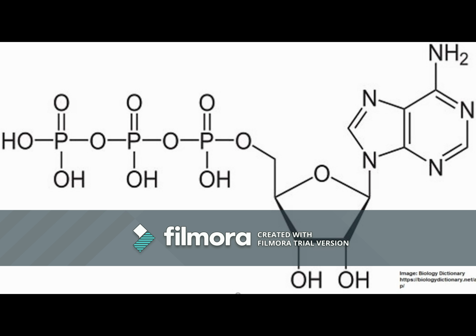Pyruvate might also serve as a final electron acceptor, producing lactic acid. Acetaldehyde that is produced early in the fermentation when CO2 is removed from the pyruvate may also serve as a final electron acceptor, resulting in ethanol synthesis.